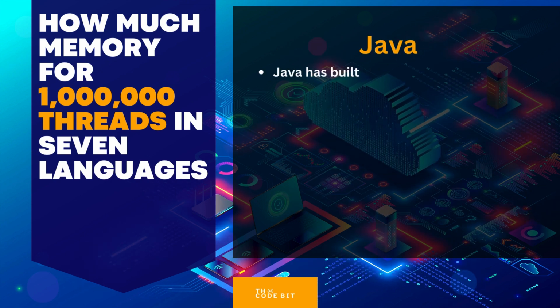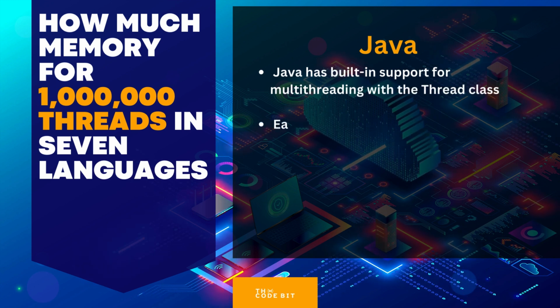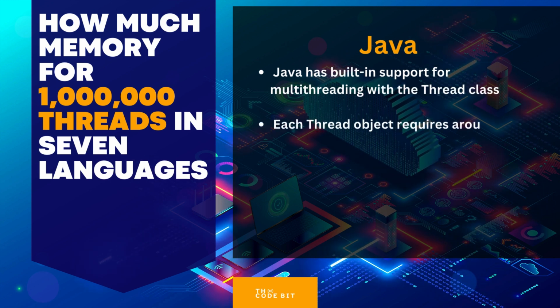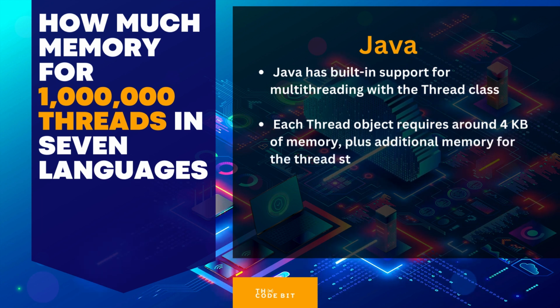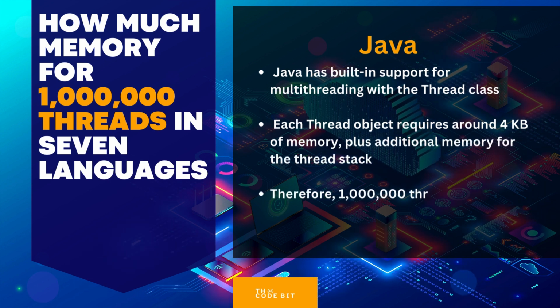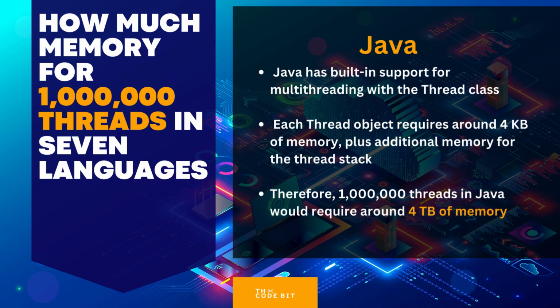Java. Java has built-in support for multi-threading with the Thread class. Each thread object requires around 4 kilobytes of memory, plus additional memory for the thread stack. Therefore, 1 million threads in Java would require around 4 terabytes of memory.